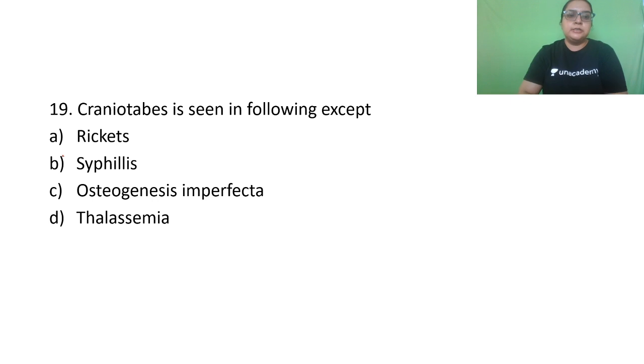Okay, now solve this. Craniotabes is seen in the following except: rickets, syphilis, osteogenesis imperfecta, thalassemia. That's correct, Priya. For moderate, we start with 150 kilocalories. Okay. Craniotabes is seen in which of the following except rickets, syphilis, osteogenesis imperfecta, and thalassemia? What is the answer? Very easy question. These are all one-liners.